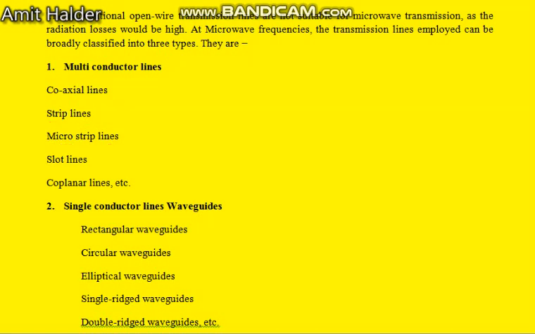In waveguides, there is a hollow channel. There is no other dielectric used here, just a hollow channel. That is, air is the only dielectric here. And the metallic part surrounds it. So the surrounding is the metal, the hollow metal core. Inside is a single conductor line. These are known as rectangular waveguides, circular waveguides, elliptical waveguides, single ridged waveguides, double ridged waveguides. Whenever you see a waveguide, that is known as a single conductor line.